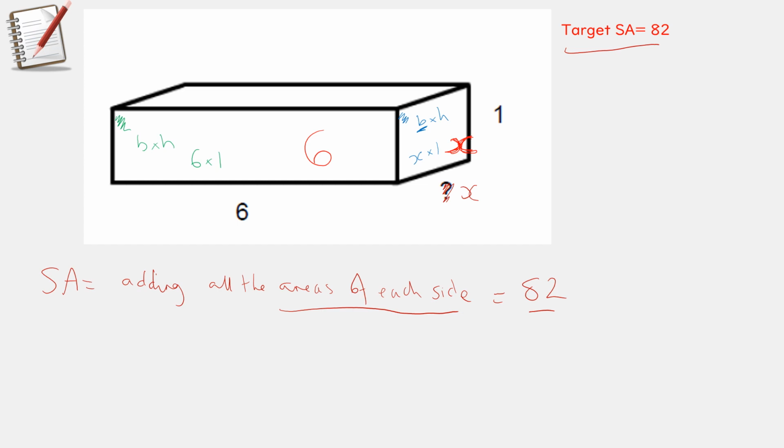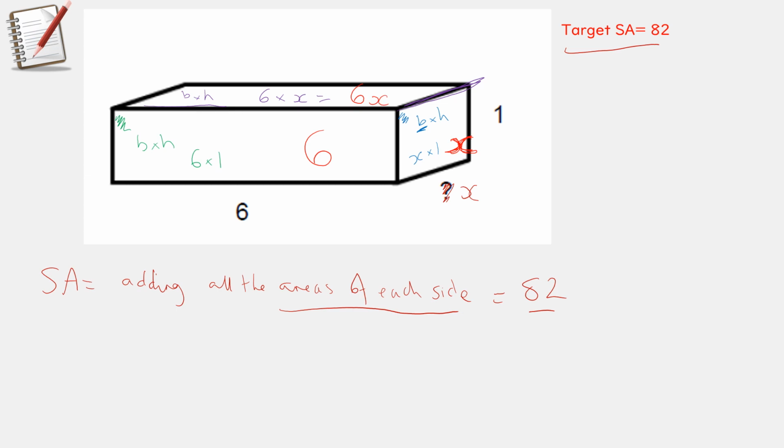The base times height again. The base is this long edge there, which is 6. And the height is this diagonal height here, which is that unknown letter that we don't know, x. What's 6 times x? Well, we don't write a times sign in algebra, so we just put them together, 6x.